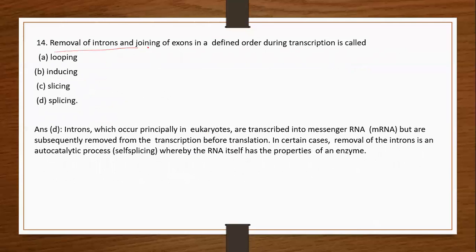Next question is, removal of introns and joining of exons in a defined order during transcription is called looping, inducing, slicing, or splicing. Introns, we know, are intervening sequences which occur in eukaryotes, and these are transcribed into the mRNA. But they are subsequently removed from the transcript before translation. In certain cases, the removal of introns is autocatalytic, where the RNA has some properties of an enzyme. So splicing is the method by which introns are removed. So option D is the correct answer.